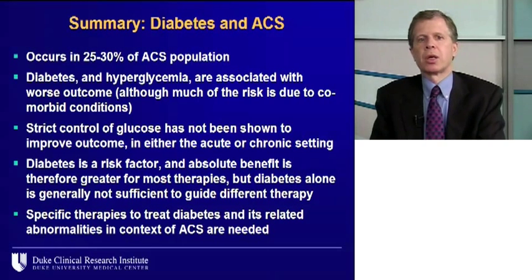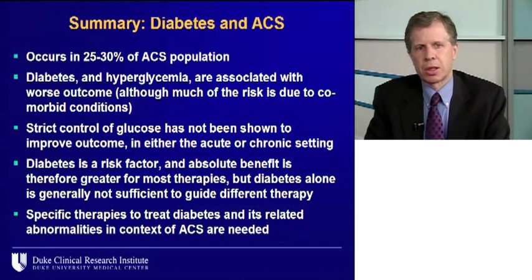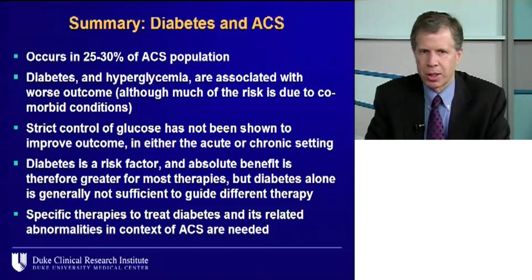So I'll just summarize then that diabetes is common in acute coronary syndromes, that diabetes and hyperglycemia are associated with worse outcome, some of that related to the comorbidities and other features of this population, that strict control of glucose has not been shown to improve outcome, either in the acute or the chronic setting, and so we're much less focused on that than a few years ago. Diabetes is a risk factor, and the absolute benefit is therefore greater in diabetic populations for most of these effective therapies, but diabetes alone isn't what we should focus on. I think we should be focusing on global risk.